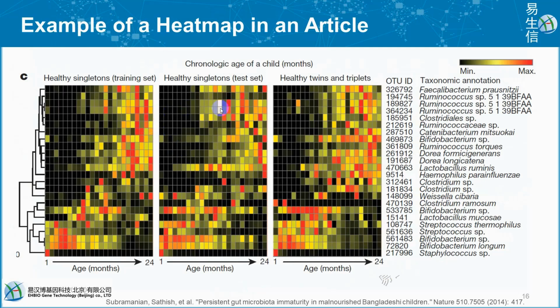And in the heat map, you can see here the heat map looks like this. Here I can show you the example of the chronological age of a child in the study from 1 to 24 months, and this is healthy singleton from the training set, this is healthy singleton test set, and this is healthy twins and triplets. You can see here, this is the heat map. It's showing the OTU IDs here, and this is taxonomic information.